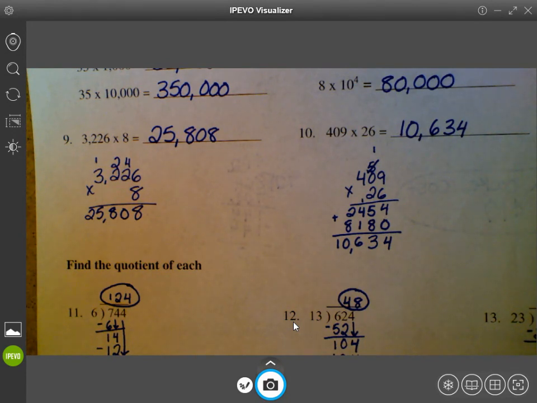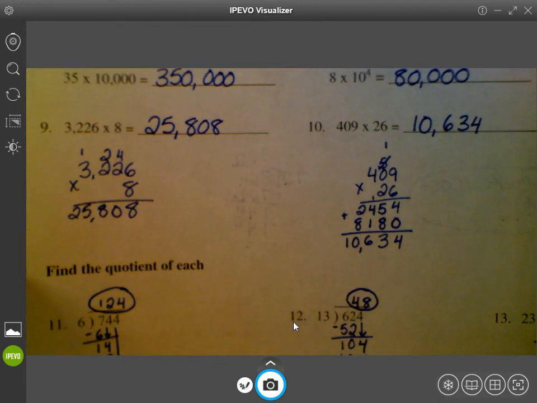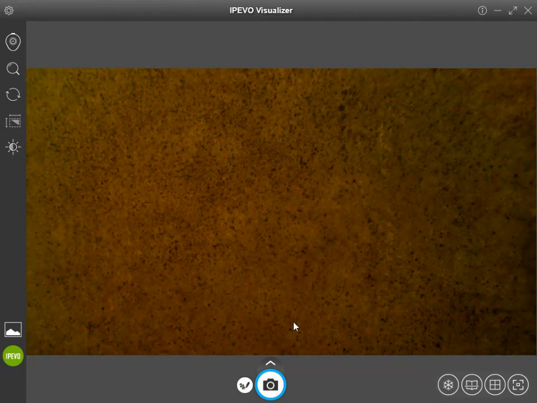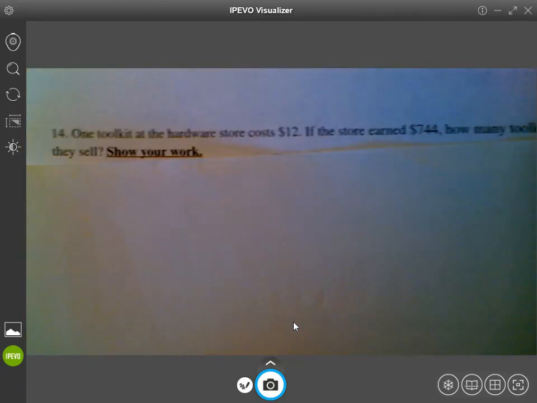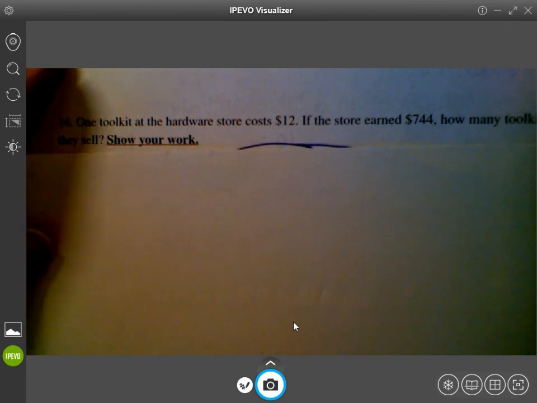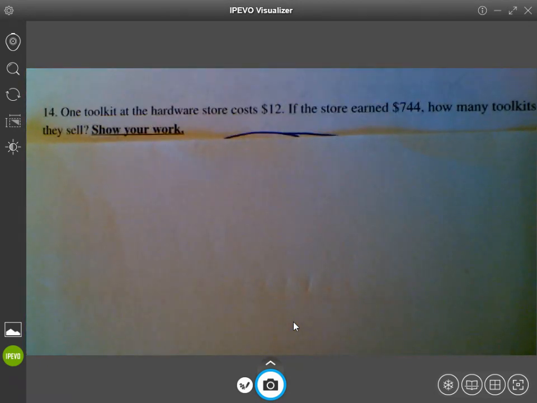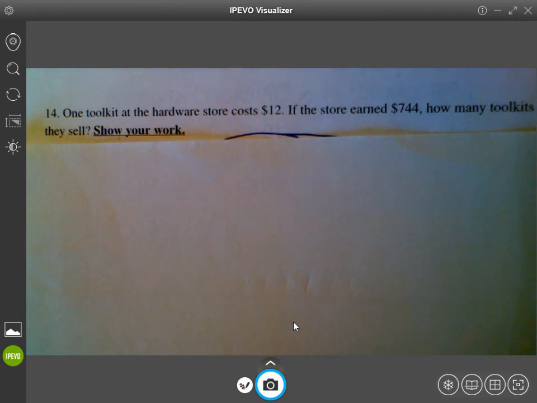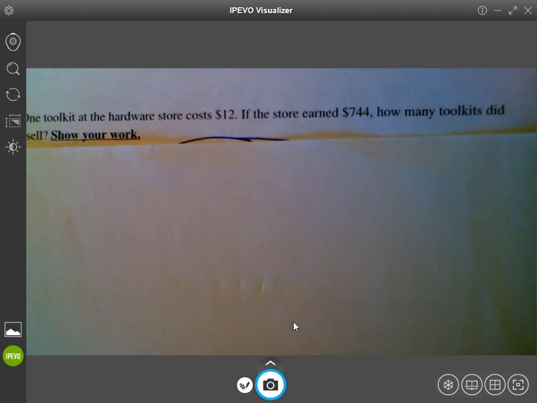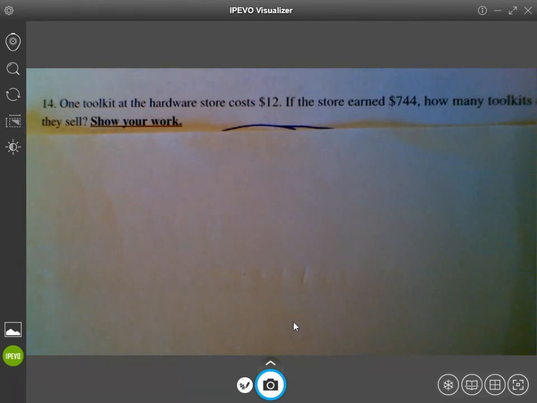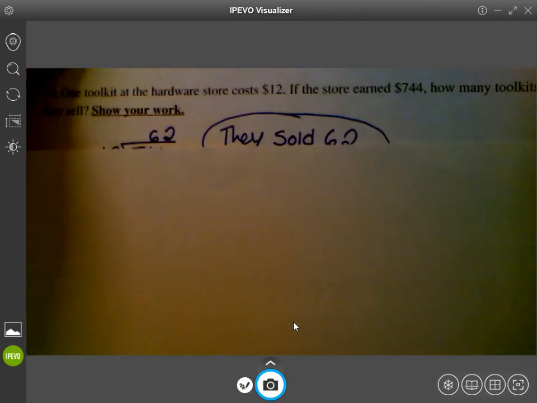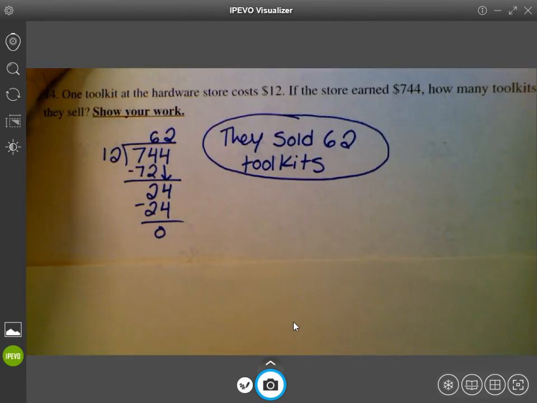All right, are we ready to flip to the second side? All right, so then for our second side, we had some word problems. So for number 14, it said, one toolkit at the hardware store costs $12. If the store earned $744, how many toolkits did they sell? And you're supposed to show your work. That means you are doing your work on the piece of paper so that I can see it. You should have said they ended up selling 62 toolkits.